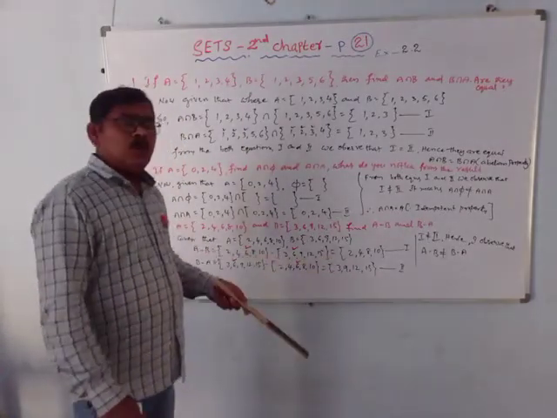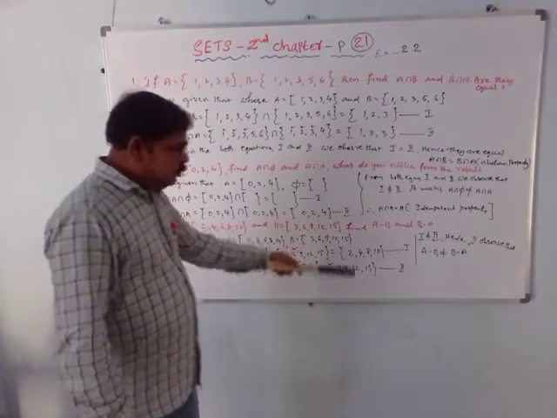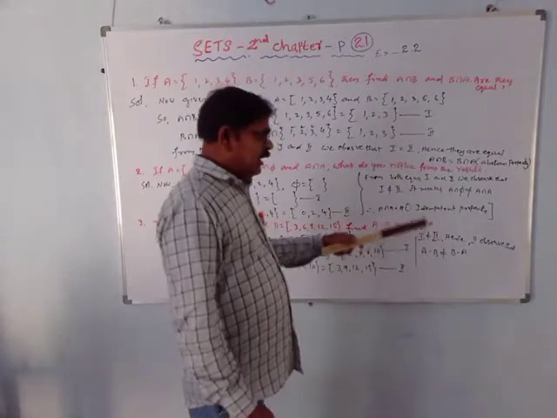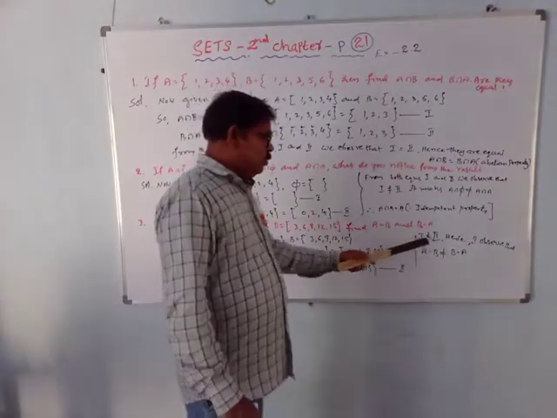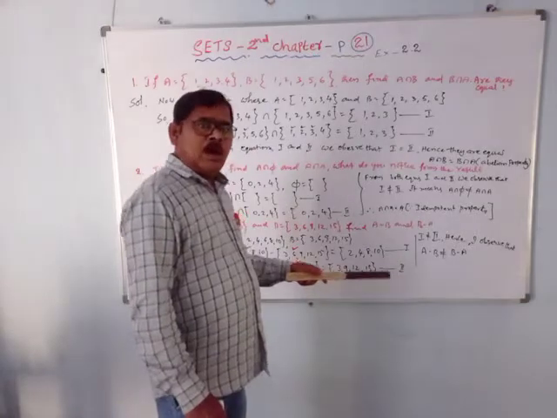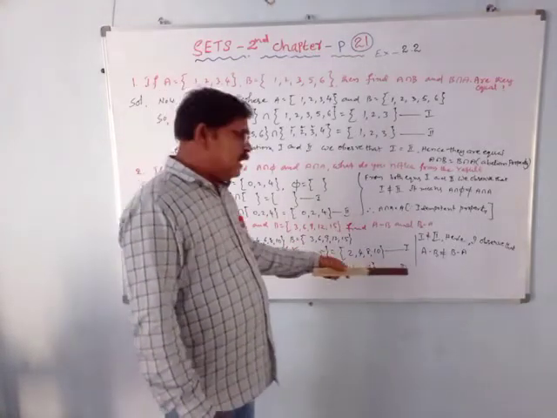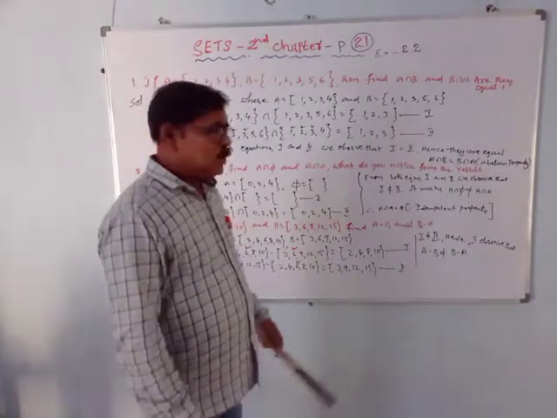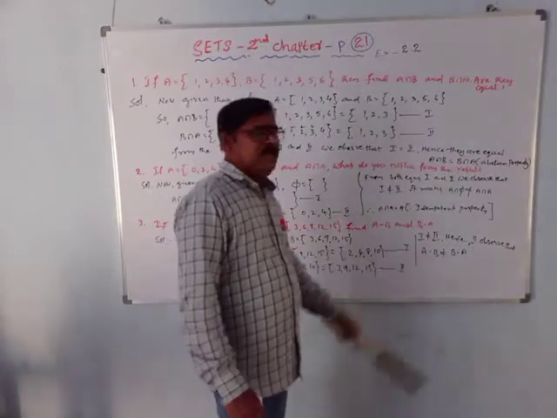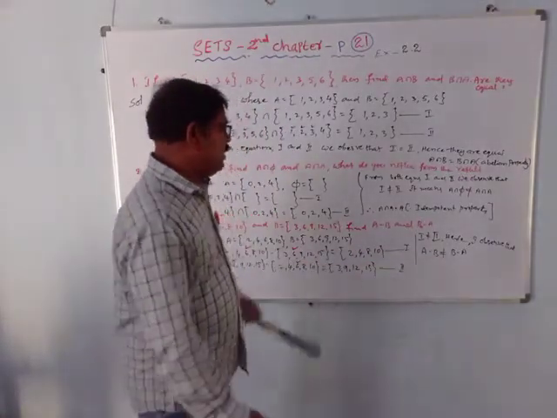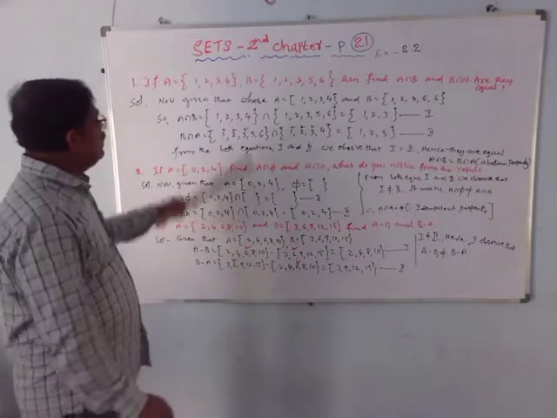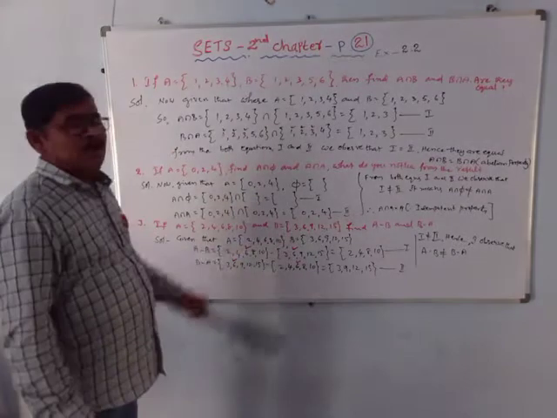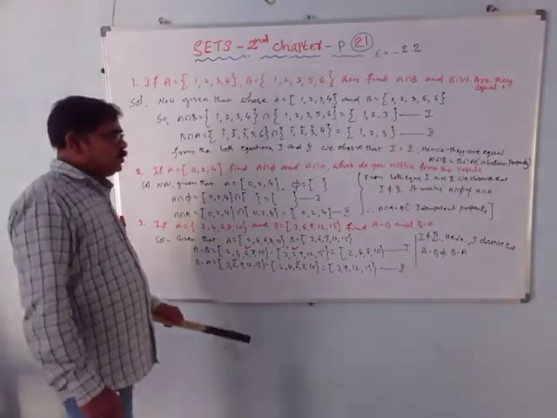Let us call it equation 2. From both these equations, if we observe, we conclude A minus B is not equal to B minus A here. So I have written A minus B is not equal to B minus A. These are the 3 questions solved by me from exercise 2.2.